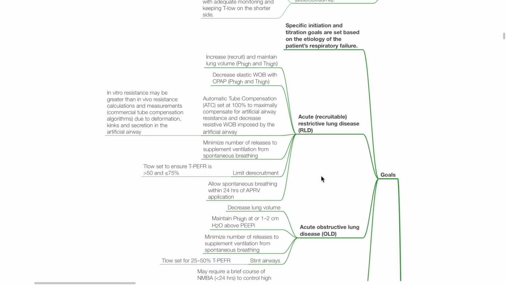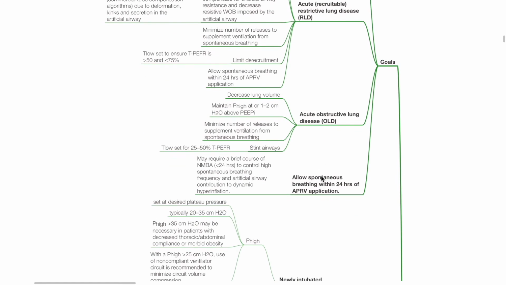Minimize number of releases to supplement ventilation from spontaneous breathing. Limit de-recruitment. T-low set to ensure that TPEFR is between 50 and 75%. Allow spontaneous breathing within 24 hours of APRV application.